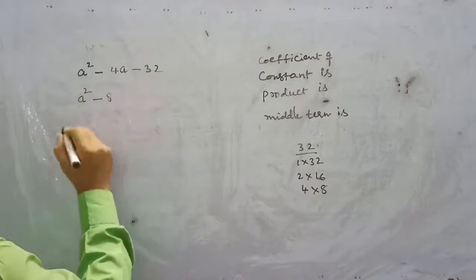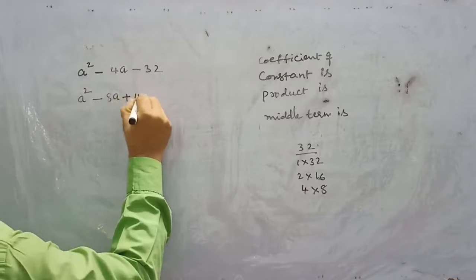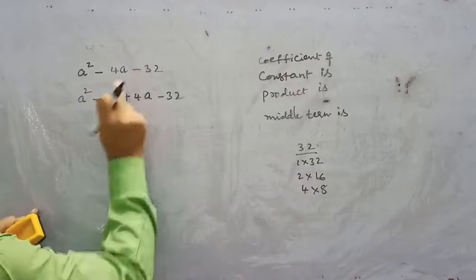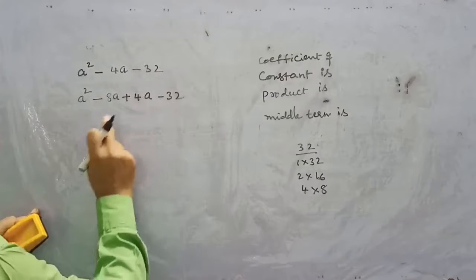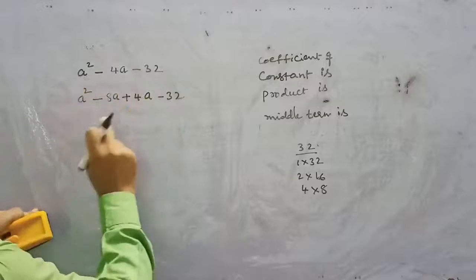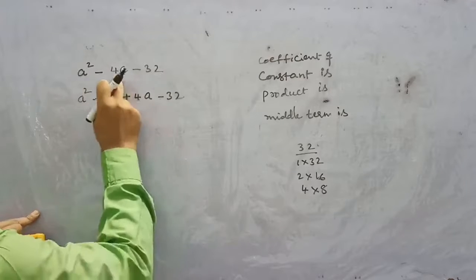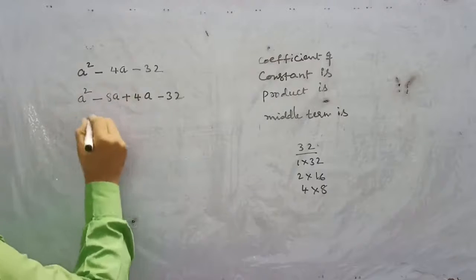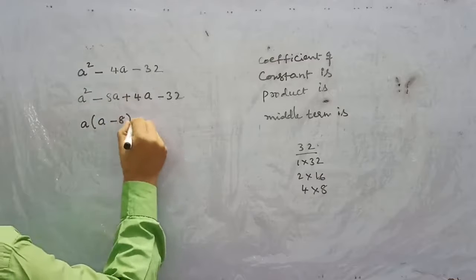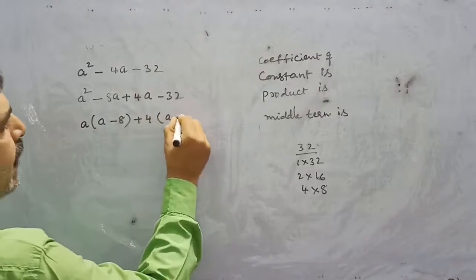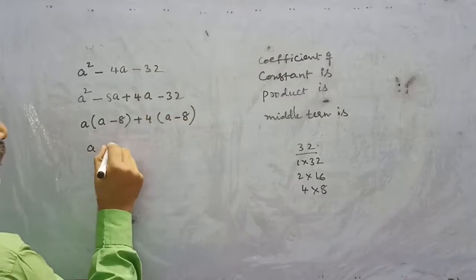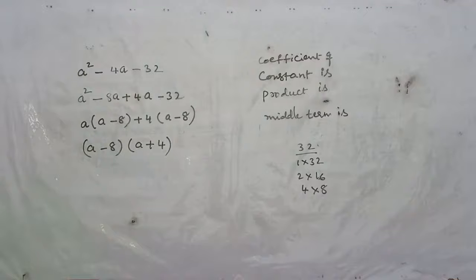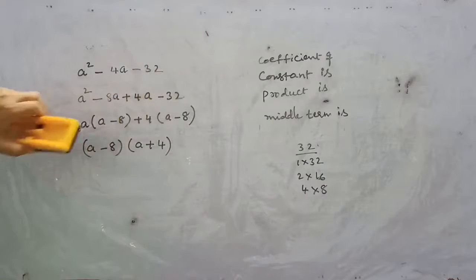This can be written as a square minus 8a plus 4a minus 32. Now see here, minus into plus, minus 8 4s are 32, and a into a is a square. The middle term minus 8a plus 4a is minus 4a. Now a is the common factor, a minus 8, and plus 4 is the common factor, a minus 8. So a minus 8 into a plus 4. These are the factors.